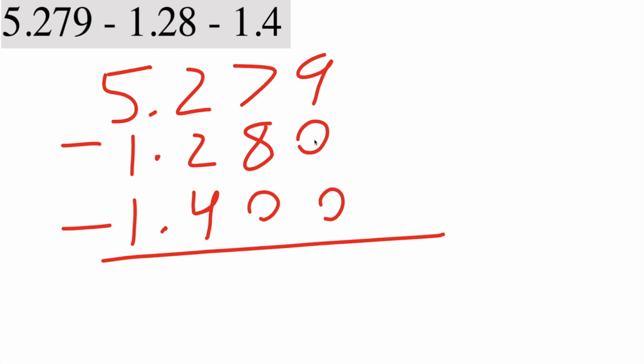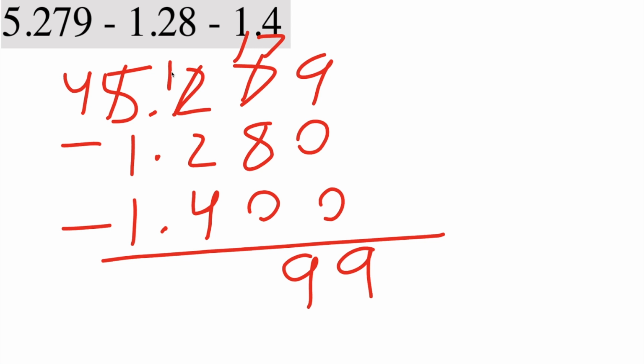So 9 minus 0 is still 9. 7 minus 8 is a negative number, so you got to change this into a 1. Give him a 10, so he becomes 10 plus 7 is 17. 17 minus 8 is going to be 9. Now he's 1. 1 minus 2 is a negative, so you got to give him some numbers. So change this 5 into a 4. Give him a 10. So 10 plus 1 is 11. 11 minus 2 is 9.